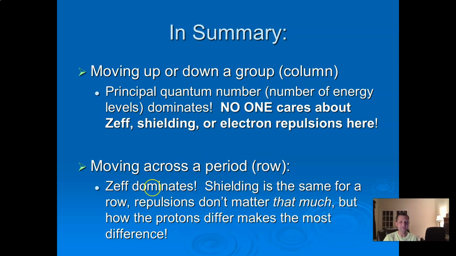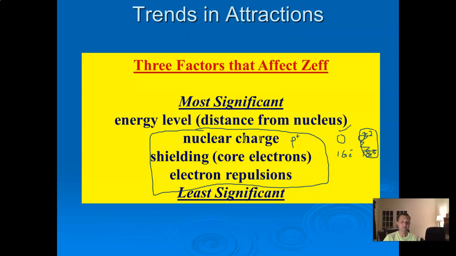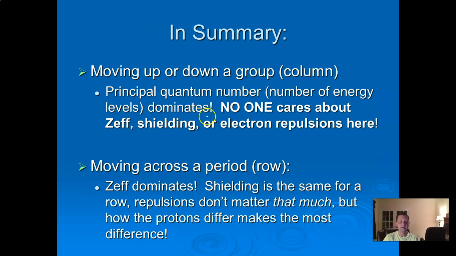Include all the other stuff in your answer if you're focusing on moving across a row or a period. That's where your effective nuclear charge, Zeff, dominates. Shielding is the same, and the repulsions don't matter that much, but how the protons differ will make the most difference. You saw in the previous slide that once you get past the number of protons in the nuclear charge, then you can focus on the other things. Use that list. Can't go wrong. Use it to explain everything: ionization energy, atomic radius. All that stuff comes right back to attraction and Coulomb's law.